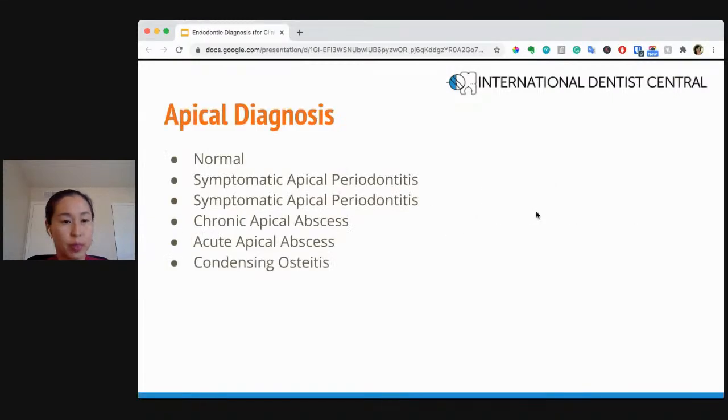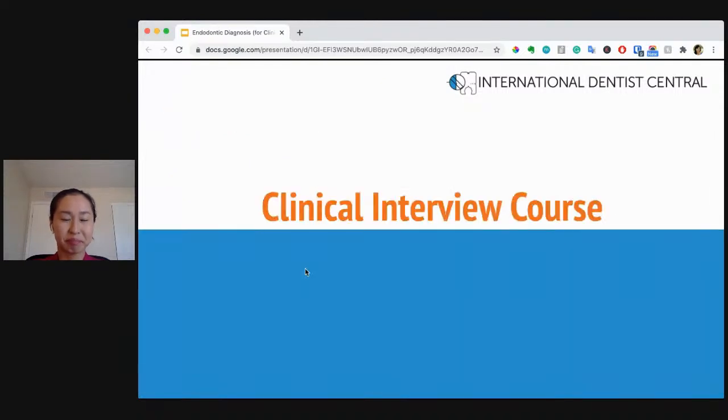The exact names that you want to have ready in your back pocket are normal, asymptomatic apical periodontitis, symptomatic apical periodontitis, chronic apical abscess, acute apical abscess, and condensing osteitis. So have these in your back pocket and remember those.